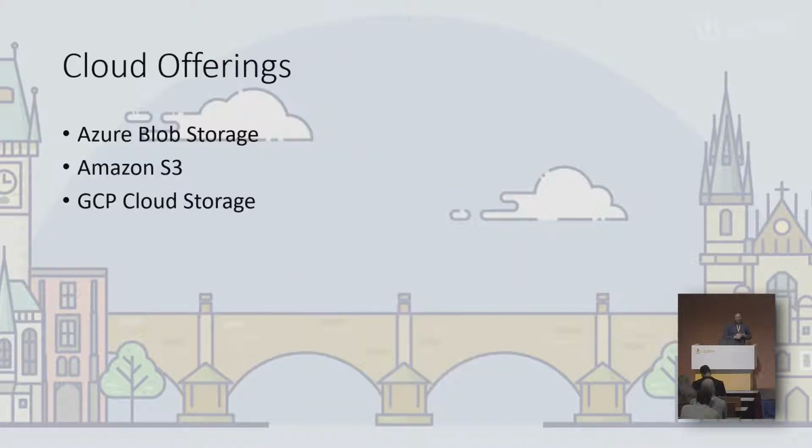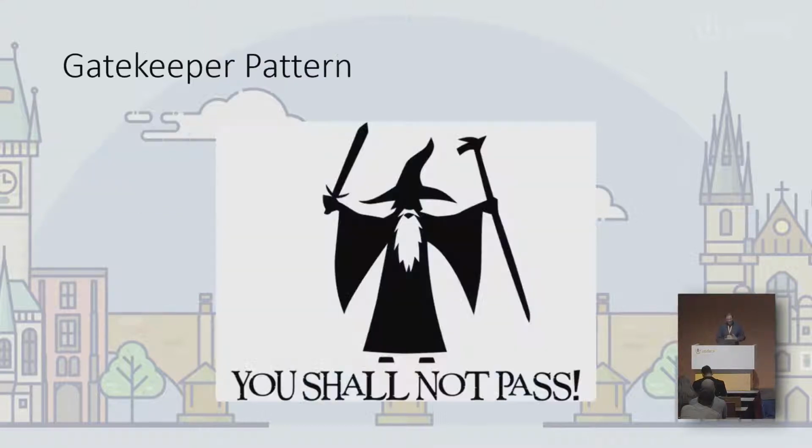So what are the cloud offerings? Azure Blob Storage, you probably have heard of. S3, everybody knows S3. GCP also has Cloud Storage. Any questions? If not, we're going to move on.